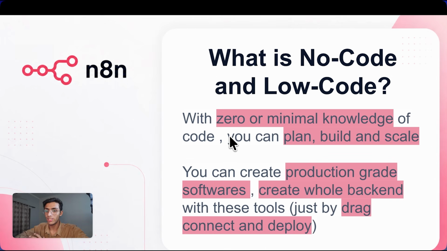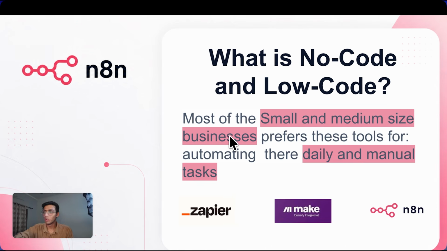You can create production grade softwares, create whole backend with these tools just by drag, drop, and connect. Most of the small and medium sized businesses prefer these tools for automating their daily and manual tasks. Why they prefer these tools over a whole system? Because the whole system will be more expensive for them. But these tools comes for a reasonable price and they are good for paying those price for deploying automation within their system. So the automation has a tier.